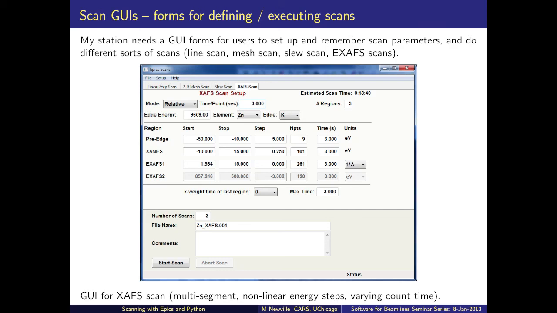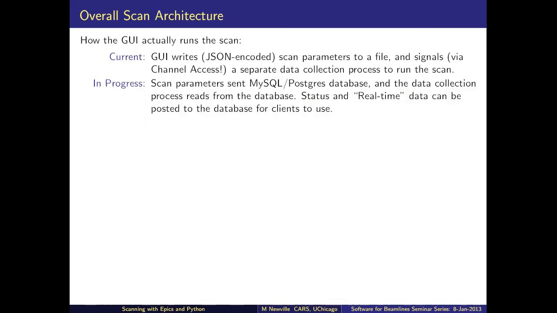And we'll get to using the motor trajectory scans soon with this. And then also set up for XAFS scans, which are multi-segment, nonlinear steps in energy with varying count times. So they are a little peculiar for what most people need for scanning.